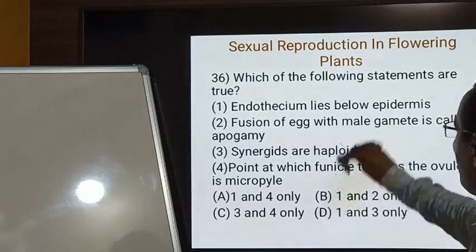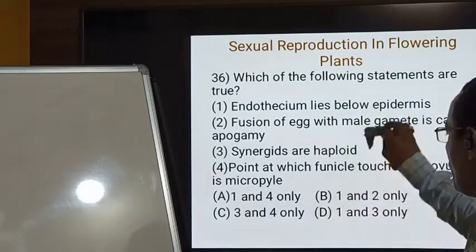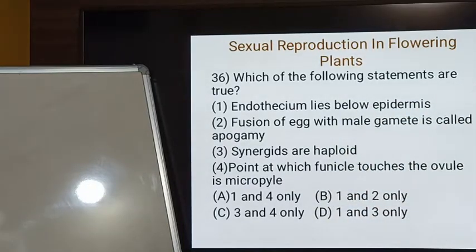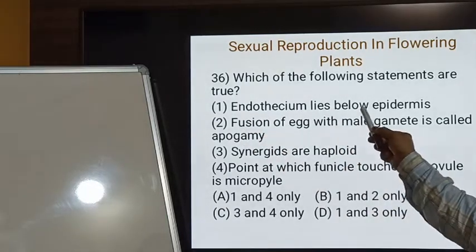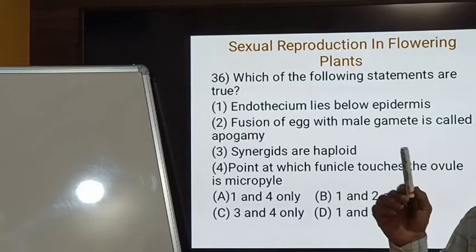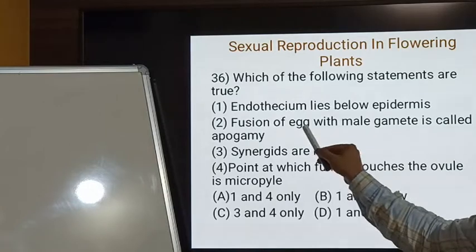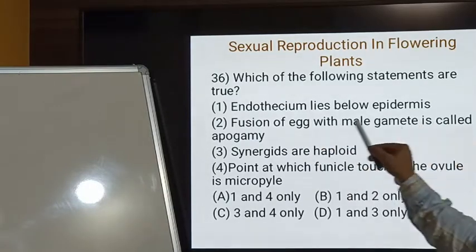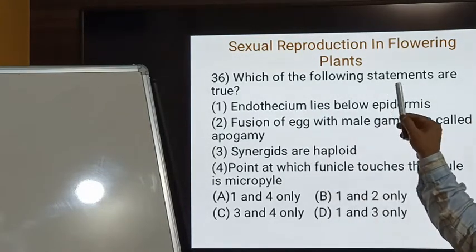Which of the following statements are true? They have given 4 statements. The first statement, endothecium lies below the epidermis. Yes, of course. The anther has a 4-layered wall. The outermost layer is the epidermis. Below the epidermis there is a layer called endothecium. Fusion of egg with male gamete is called apogamy. No, it's called syngamy, not apogamy. So the first statement is true.